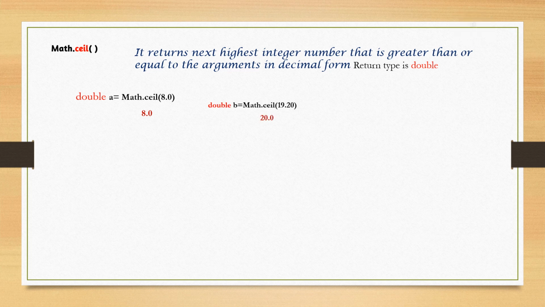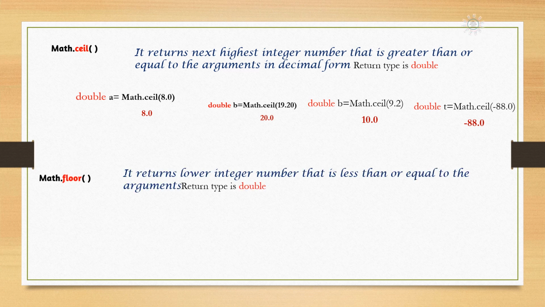And now 19.2: the next highest number is 20, so 20.0. 9.2, whether it is 0.1 or 0.2 doesn't matter, it is 10.0. And for a negative number, the next highest number in negative, positive, you analyze the highest number. 0.0 will make no difference. And floor gives the same number or the lowest number as the answer.